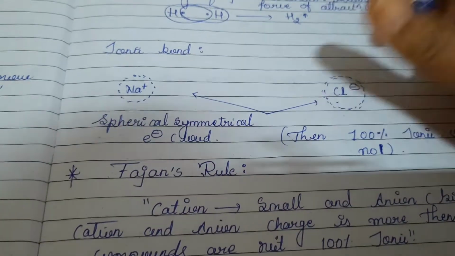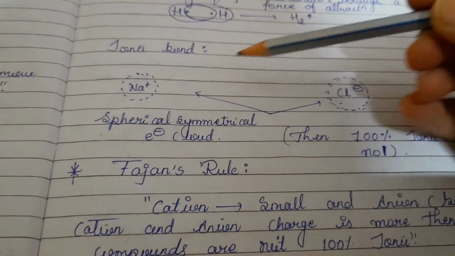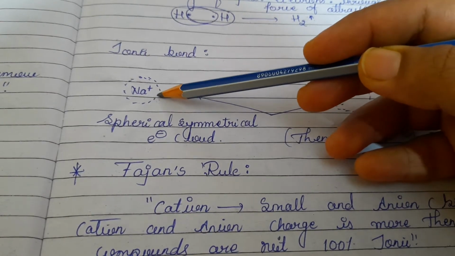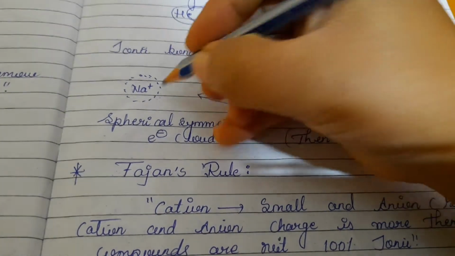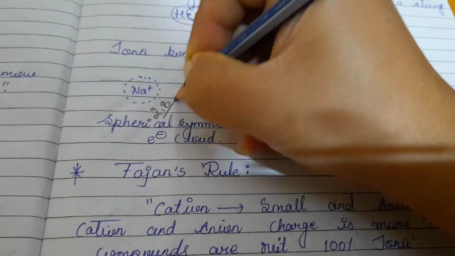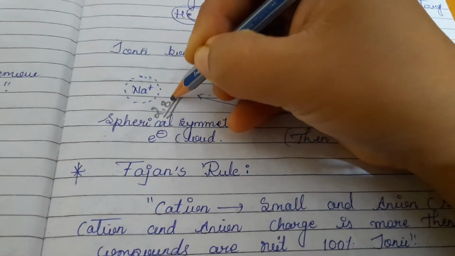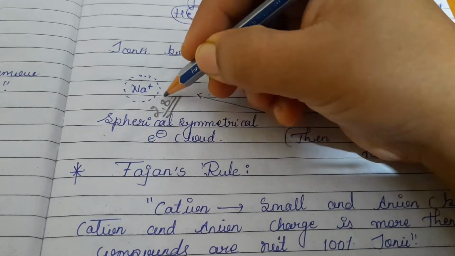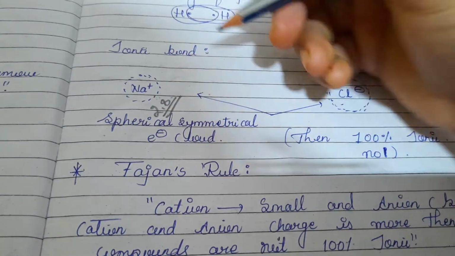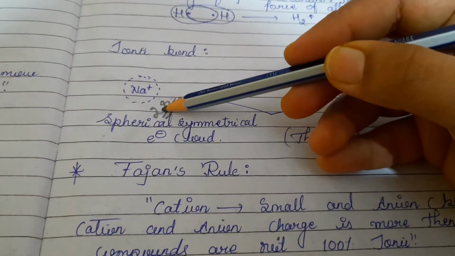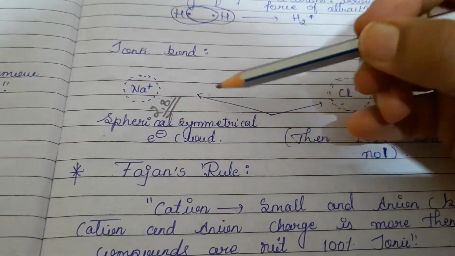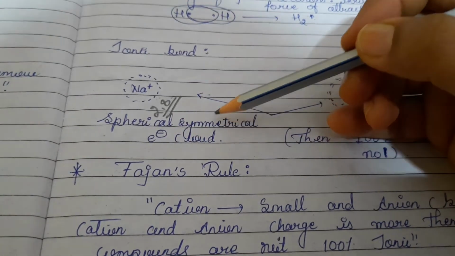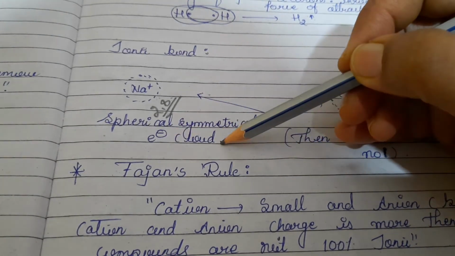How does ionic bond formation take place? You can see here, sodium initially has 11 electrons. It loses 1 electron and becomes 2-8 configuration. That is, its octet is complete now. It will show 2 electrons in the inner shell and 8 electrons in the outer shell. So it is considered to have a spherical and symmetrical electron cloud.